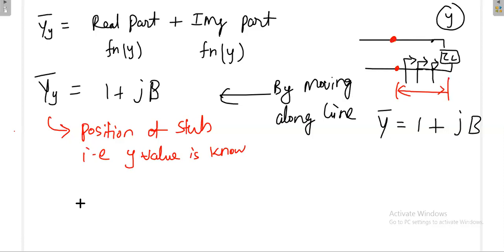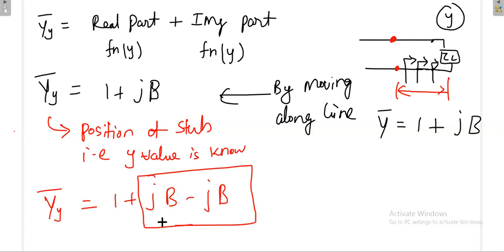Now what is our idea? How can I get 1 from this? Once I introduce minus jB, it will cancel the plus jB that is already there. Somebody tell me, if you want to add 2 admittances, in which format do they have to be, in series or in parallel?